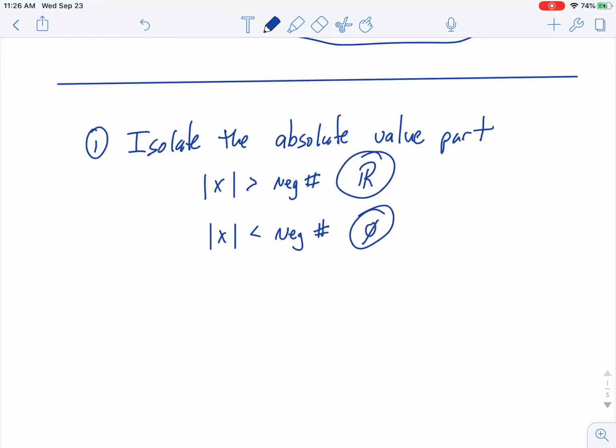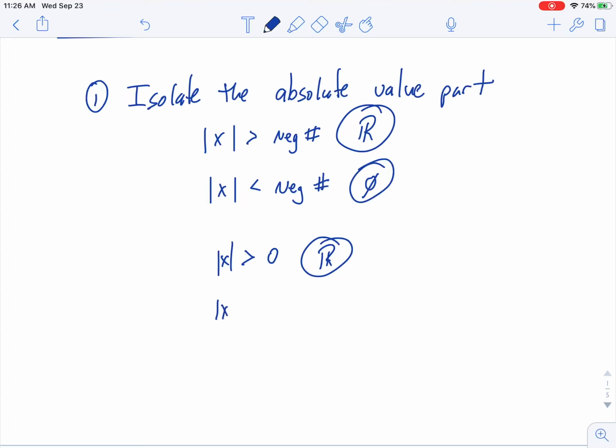Now you might think about 0. Can absolute value of a variable be greater than 0? Yeah, that's an all real numbers scenario as well. Can an absolute value be greater than or equal to 0? Yes, it can, but the or equal to means you would actually have to still go through and solve it. It's not necessarily an all real number problem, possibly.